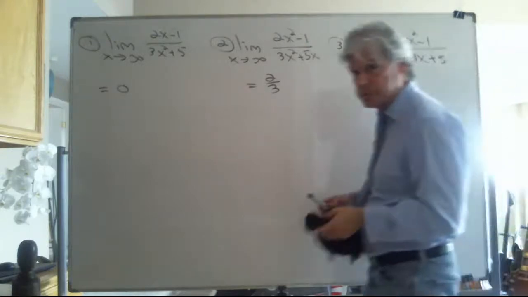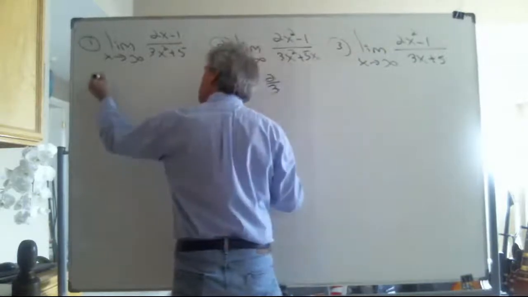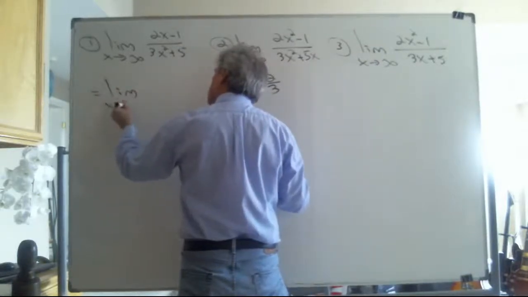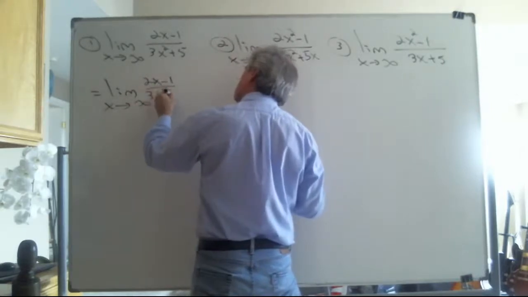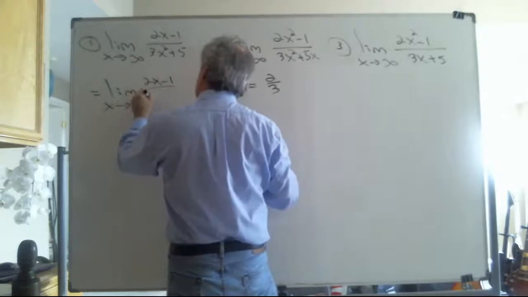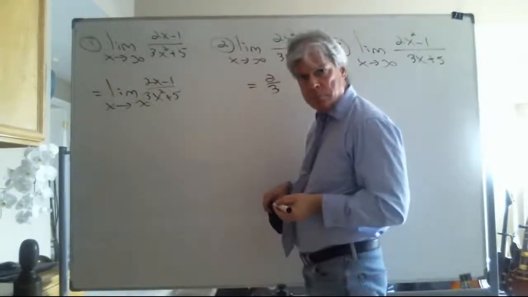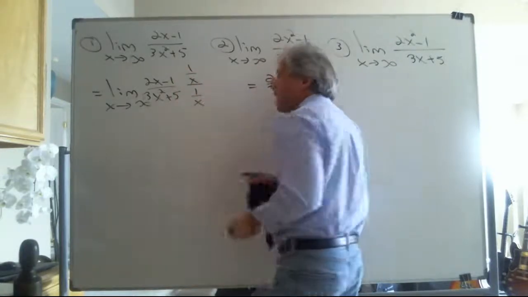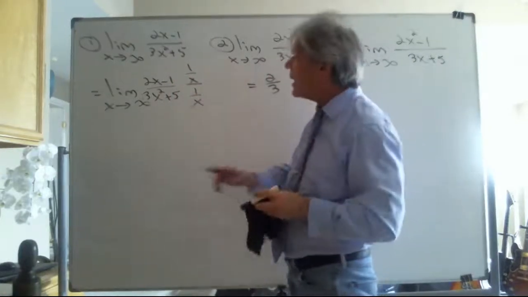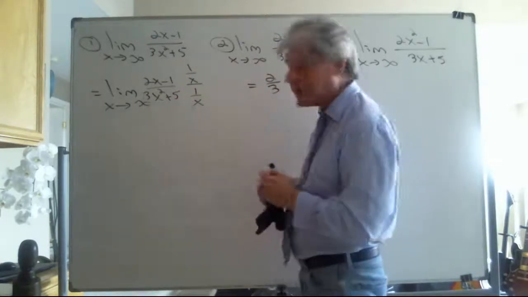Now let's prove it. Divide the limit of a rational expression. I will multiply top and bottom by 1 over x to a certain power. The power to which x will be raised is the highest power I see x being raised to in the denominator of that rational expression.